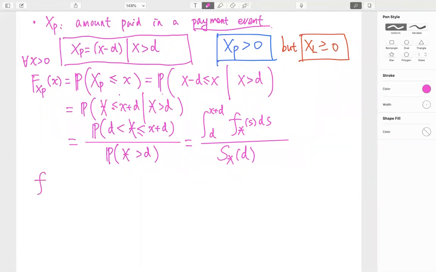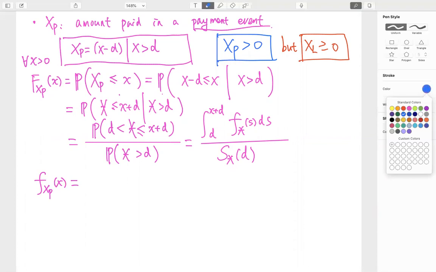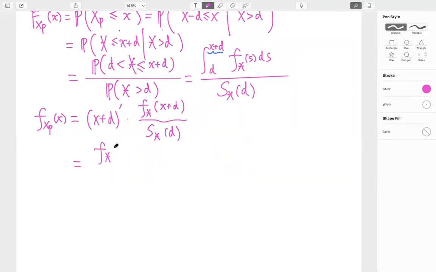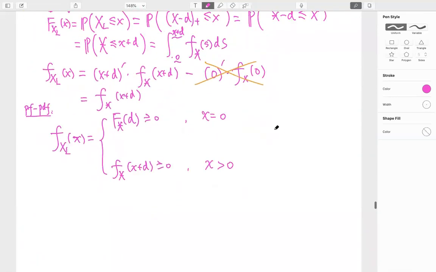Now I want to know the PDF of X_P, so obviously I differentiate the right-hand side. If you take a look, the upper point is the only place where I have x. So by the fundamental theorem of calculus, we differentiate and substitute in for the argument. The bottom part obviously stays, and the derivative is 1. Let me write down in a nice box to summarize: f_X(x + d) divided by S_X(d). Keep in mind here x is greater than 0. In the previous case of X_L, x may take 0, and it's very likely that the probability of 0 is strictly positive, as long as this d is meaningful.